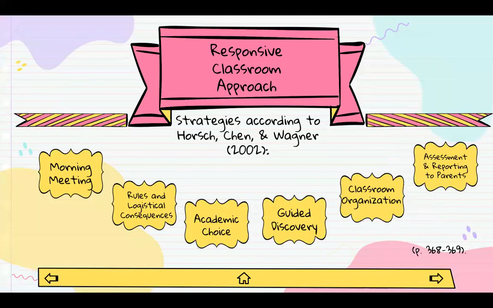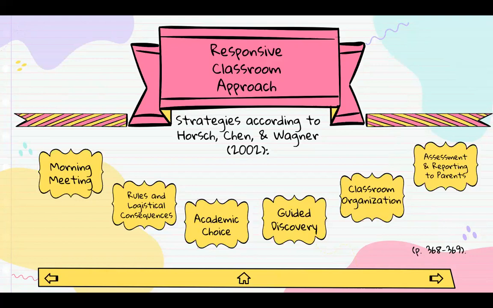Lastly, I want to touch on the responsive classroom approach. A responsive classroom is an evidence based approach that connects social emotional learning to academic success. Implementing responsive classroom strategies would be extremely beneficial when creating a strong sense of classroom management.